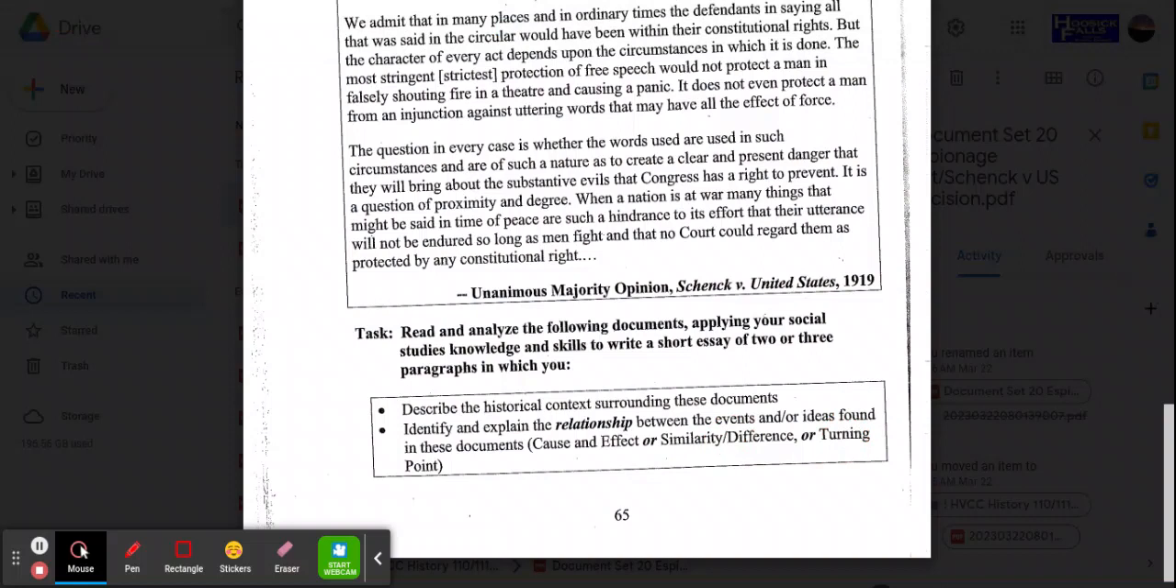Schenck v. United States will be one of the many landmark Supreme Court cases that we'll be looking at throughout the rest of the year as we go through our preparation for the Regents. But Schenck v. United States is important in this period of time during the war, the Great War, World War I. So take your time and get this completed for Friday's class.